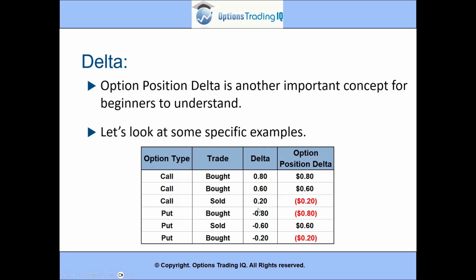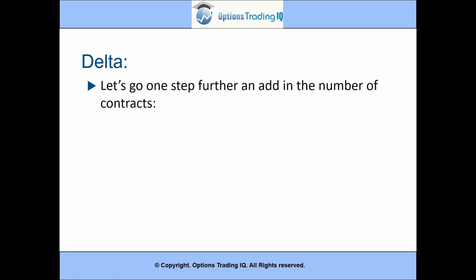The put examples, if we buy that 80 delta put, we've got negative position delta. But if we sell the 60 delta put, we've got positive delta, and we're going to do better if the stock rises. If we buy the 20 delta put, we've got negative position delta, and we'll do well if the stock drops. Let's go one step further and add in the number of contracts.